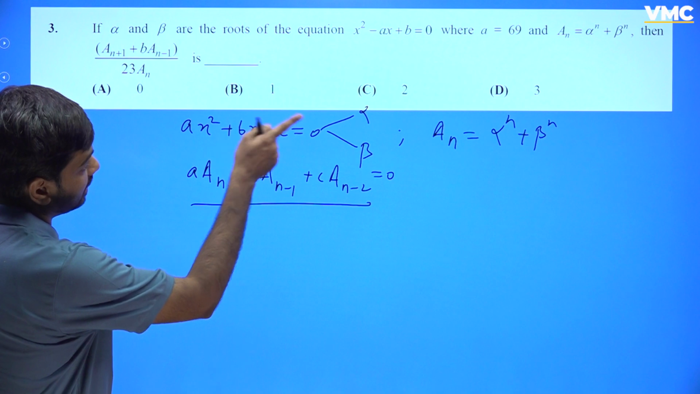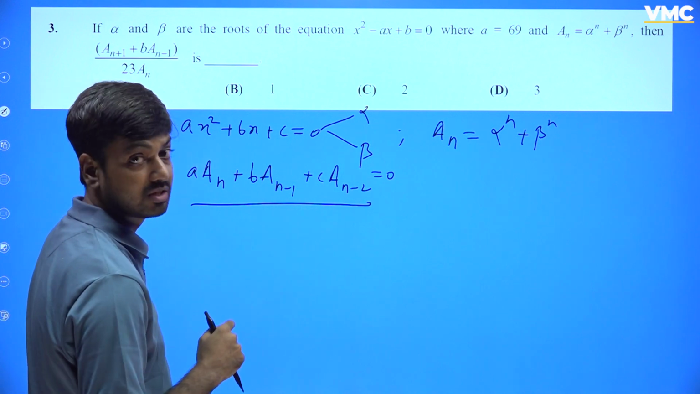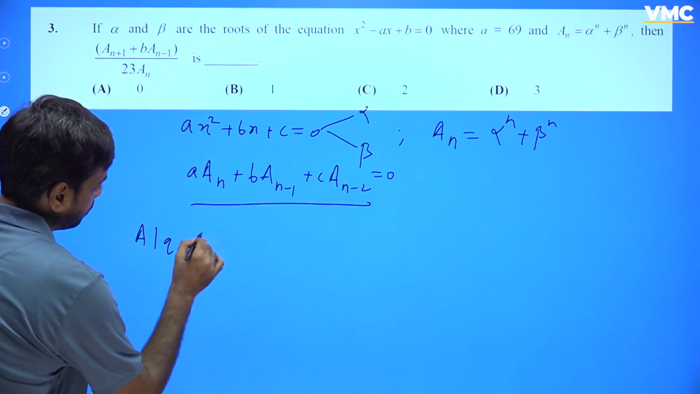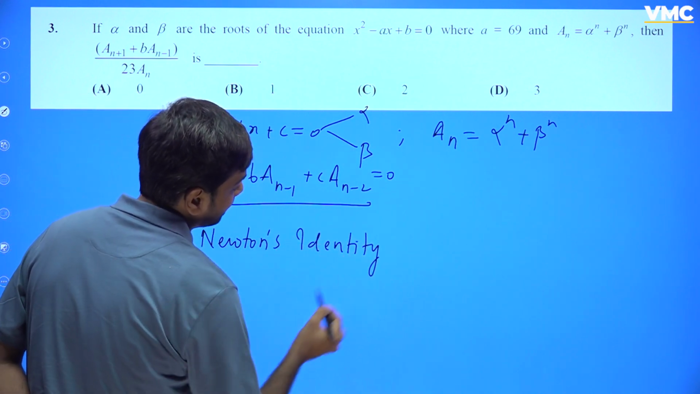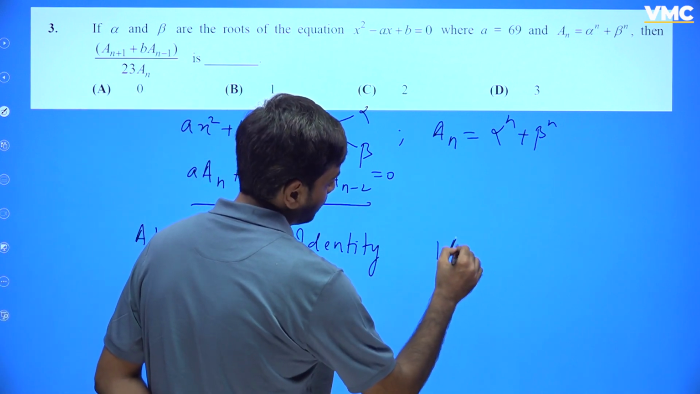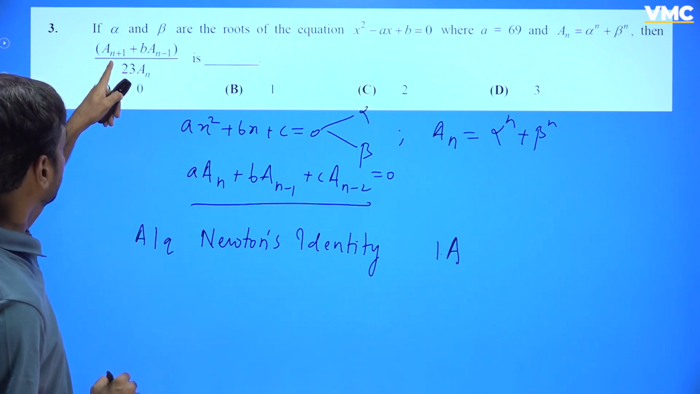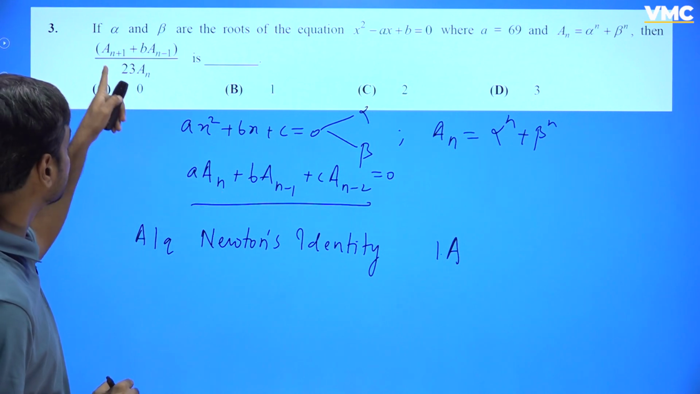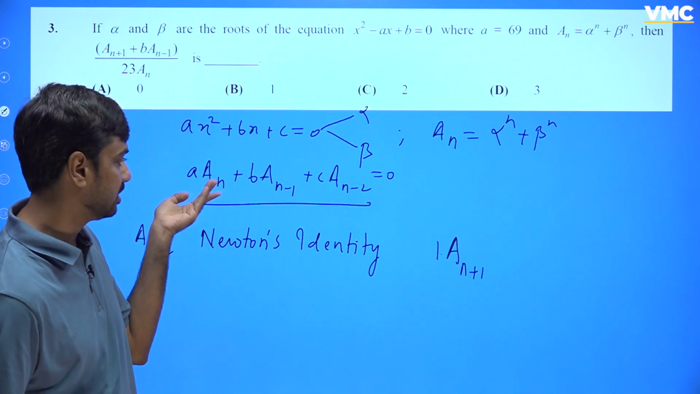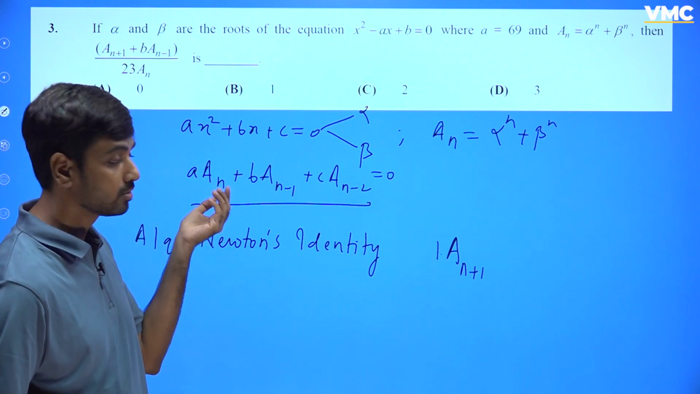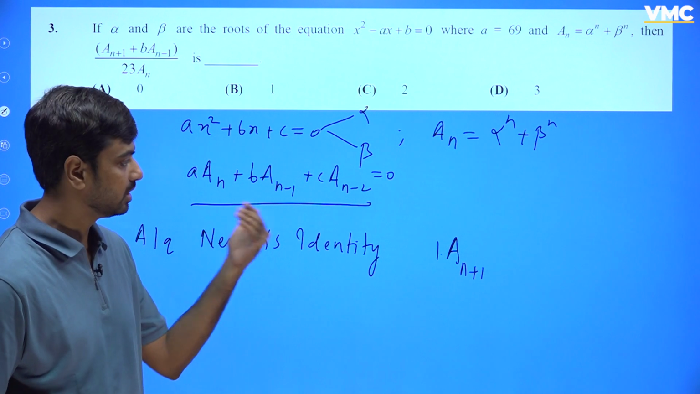So in this question, when I apply Newton's identity, the coefficient of x square is 1, the coefficient of x is minus a, and the constant term is b. So according to Newton's identity, what I can write here is 1 times, now as you can see in the expression we have n plus 1 and n minus 1. So I will not start with an, I will start with n plus 1. I just said in the beginning it's not necessary to start with an. You can start with n plus 1 also, you can start with n plus 2 also, even you can start with n minus 1.